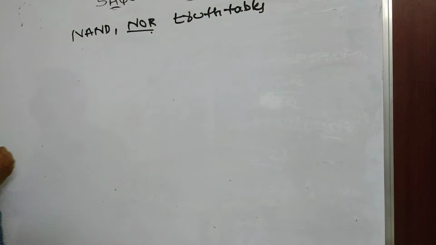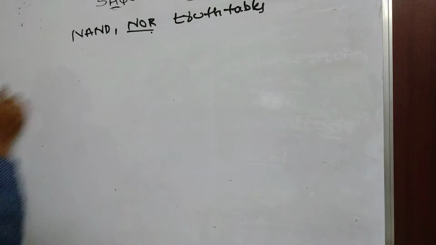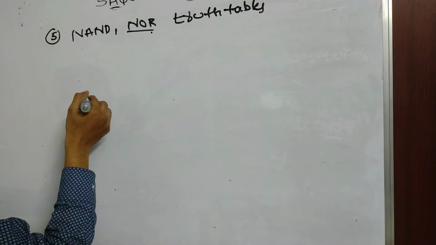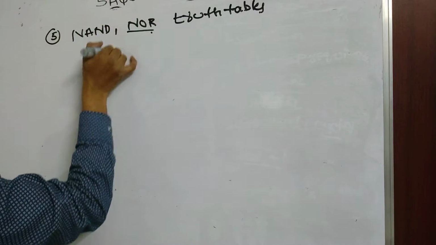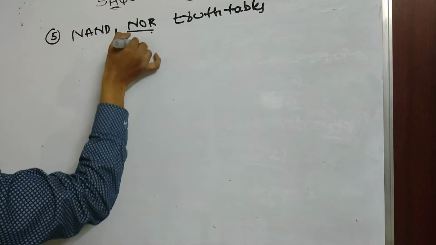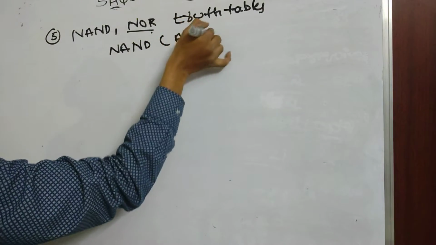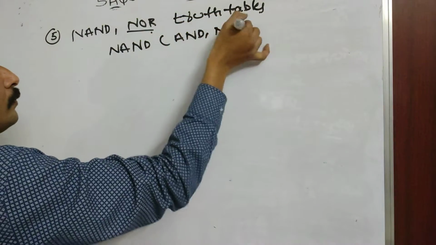What is the question number now? Earlier I covered 4 questions. Now it's the 5th question: NAND gate and NOR gate truth tables. It is very simple. Now the NAND gate, it is a combination of two gates. One is the AND gate, second one is the NOT gate.